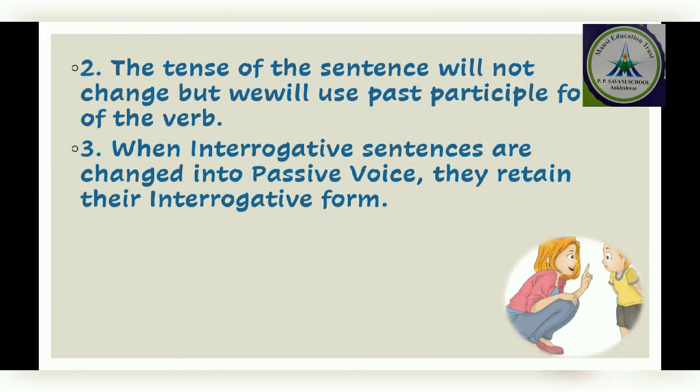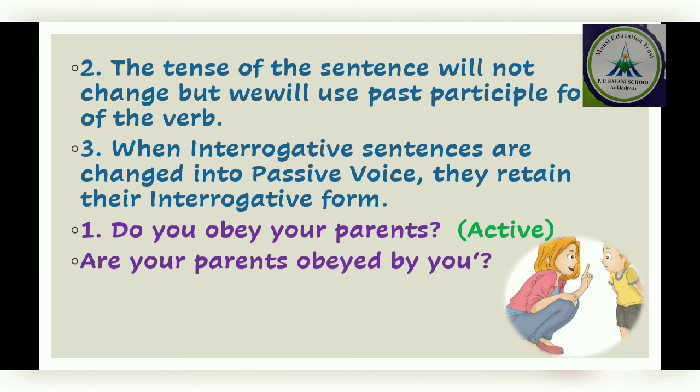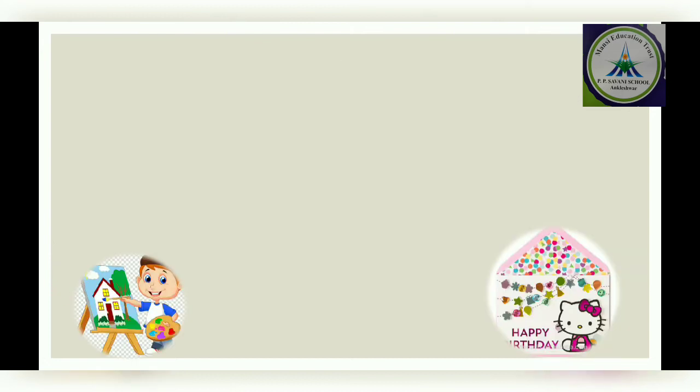When interrogative sentences are changed into passive voice, they retain their interrogative form. That means they always remain in the interrogative form. For example, "Do you obey your parents?" This is an interrogative sentence. In passive voice, we will make it, "Are your parents obeyed by you?" So the form of the sentence is changed, but the tense is not changed, and the interrogative part is also not changed.